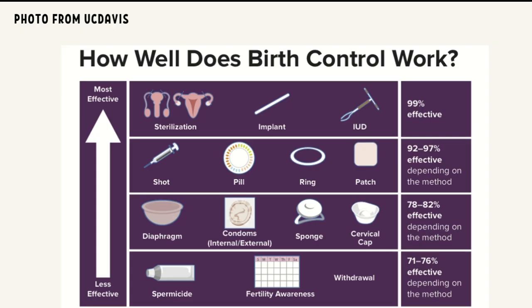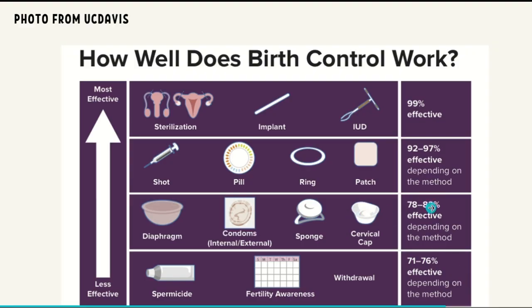because if somebody is ovulating, that's the time when they're most likely to get pregnant, right? For some reason. We don't know the science behind that, but whatever. Okay, so these are less effective, about 71 to 76% effective.